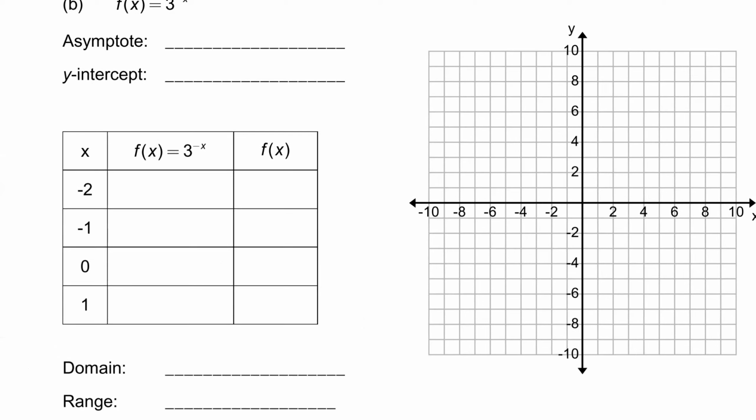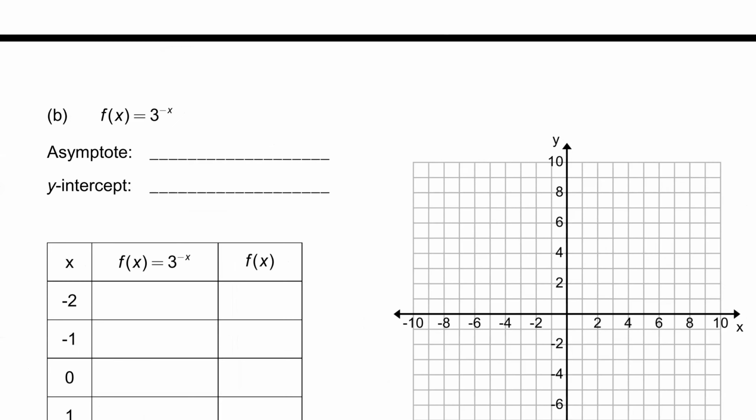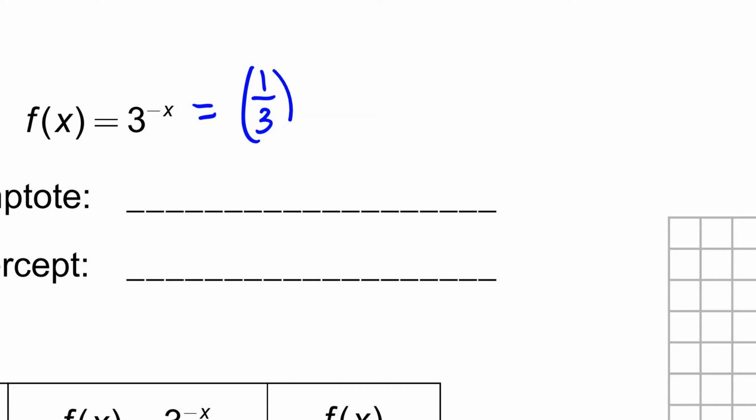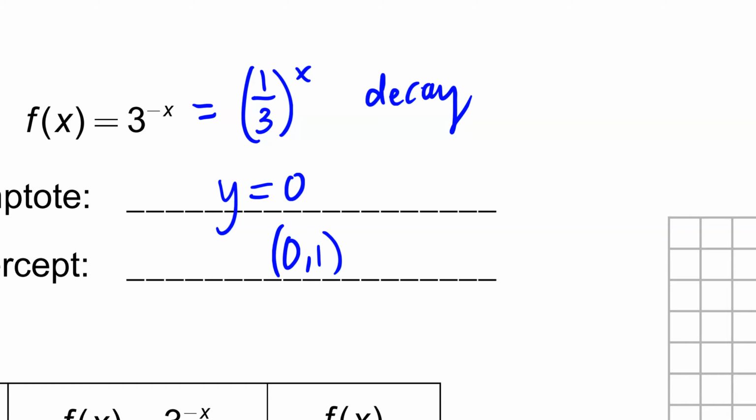Okay, now let's try a different one. I have 3 to the -x. So this can be written as 1/3 to the x power. So this is going to be decay because our base is between 0 and 1. We're still going to have the same asymptote because I'm not shifting my exponential function up or down. Our y-intercept is still going to be (0, 1), because if you think about it, 1/3 to the 0 power is still 1. All right, so we're all good.